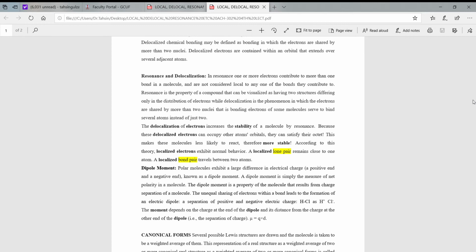Now we have discussed localized bond, we have discussed delocalized bond, we have discussed bond pair, and now what is lone pair? In CH4 there is no lone pair, but in ammonia, NH3, there are three bond pairs, and on nitrogen there is one lone pair. In water, oxygen has two lone pairs and two bond pairs. In ammonia, one lone pair on nitrogen and three bond pairs with three hydrogens.